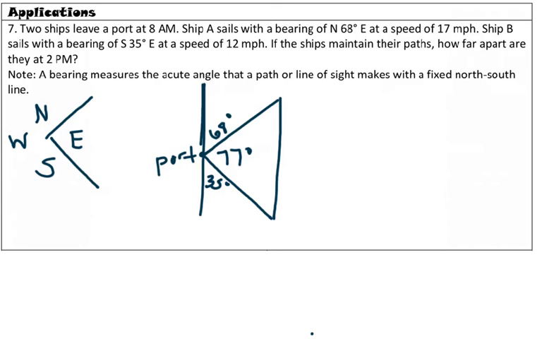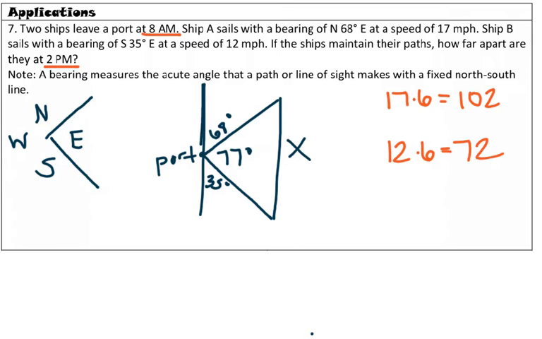Let's see, other things we know, we're trying to find the distance apart. And in order to find the distance that they went, remember they left at 8 a.m. and we're trying to figure out where they are at 2 p.m. So that is 6 hours. If ship A is going 17 miles an hour, I can figure out the distance. And ship B was doing 12 miles an hour, I can figure out that distance. So if I do 17 times 6, I can figure out that this ship has gone 102 miles. And when I do 12 times 6, I get 72 miles. So now I have the side lengths.